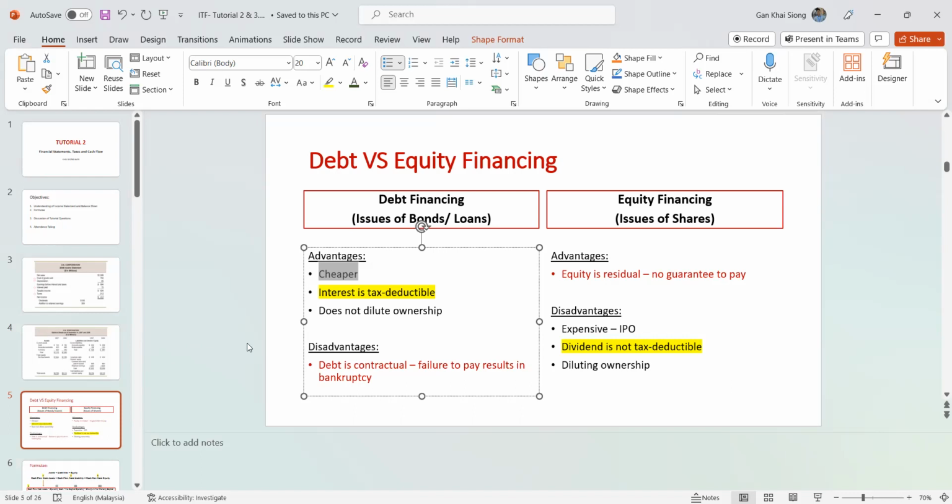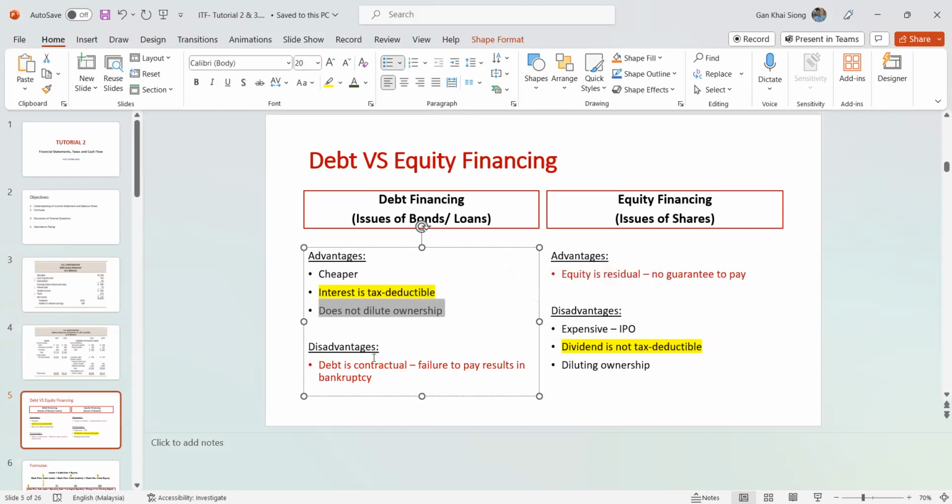Second, interest is an expense. So it will reduce the amount of tax you have to pay, because interest is tax deductible. And the best thing is it does not dilute ownership because you're only using debts. You do not sell any shares, so you do not have to worry that someone will buy so many of the shares and take over your company. So these are the pros of using debt financing.